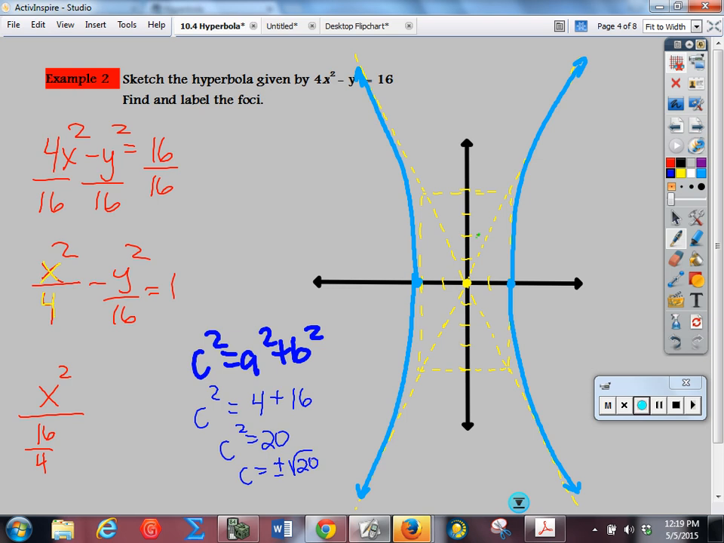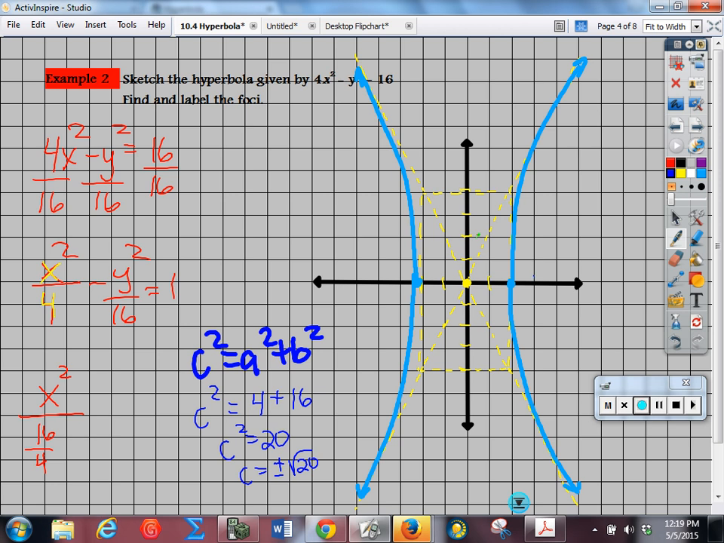Where are the foci? Now that I have the picture of it, where are they? So 4.5 on the x-axis or y? On the y. Yeah, remember they always open towards the foci. 4.5 is right there, about 2, 3, 4. Okay, so this one would be 0, square root of 20, and this one would be 0, negative square root of 20.